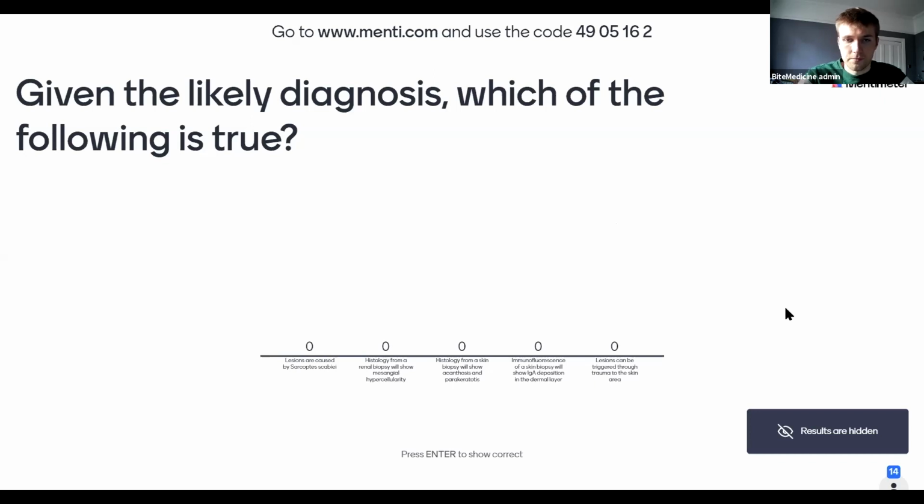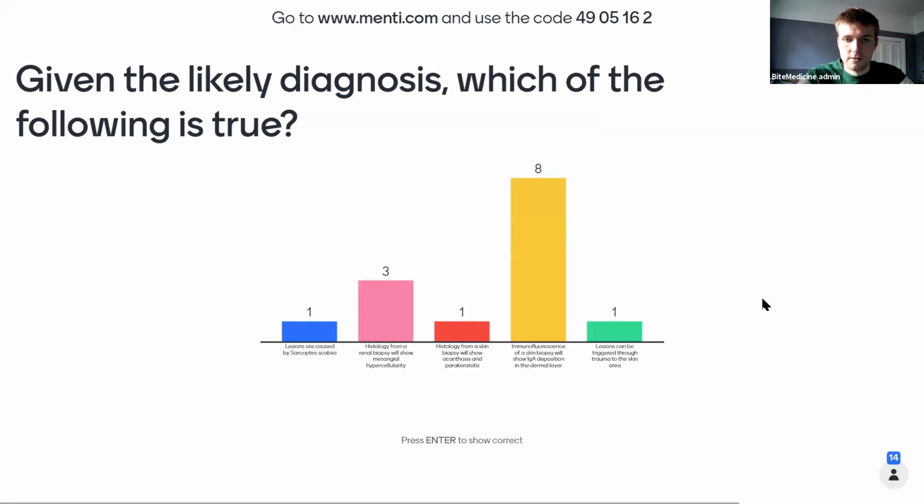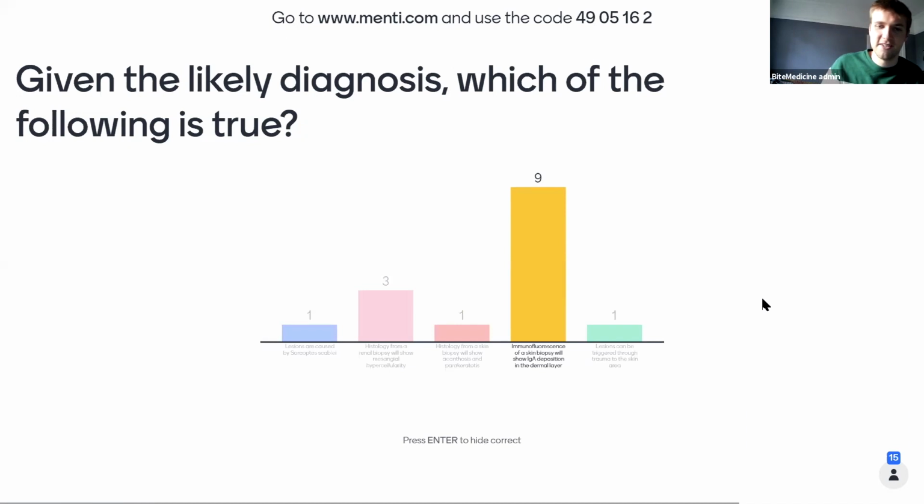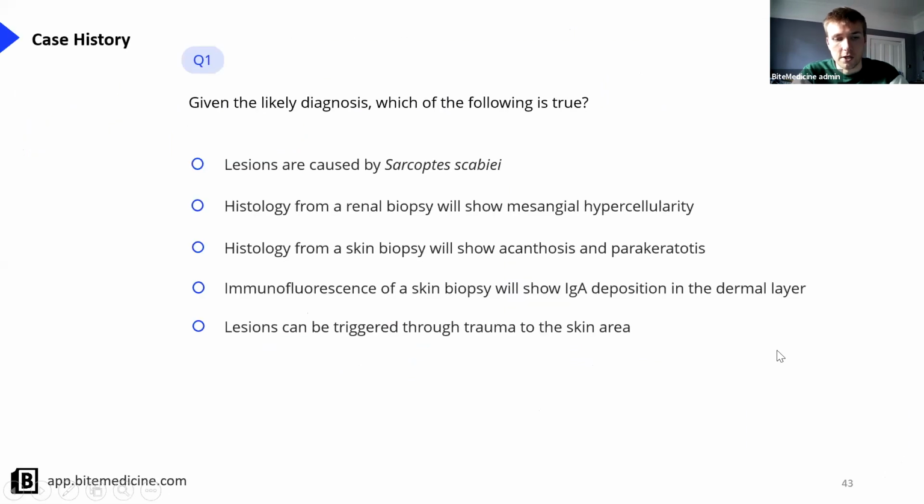Okay. Let's see. Oh, not tricky enough, clearly. Well done, guys. Yeah, correct answer is immunofluorescence of a skin biopsy will show IgA deposition in the dermal layer. Fantastic stuff. So let's have a chat about what each of these actually means.